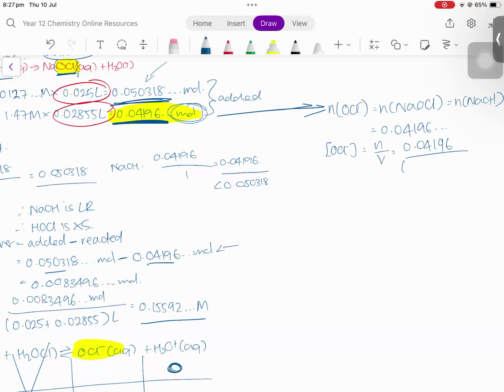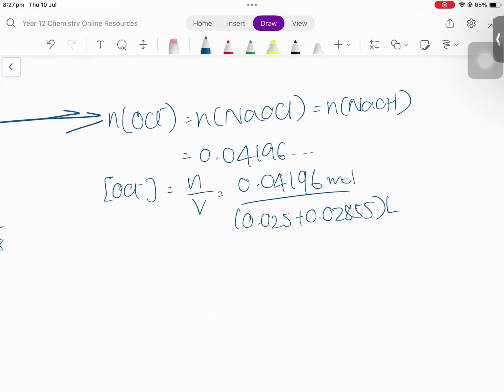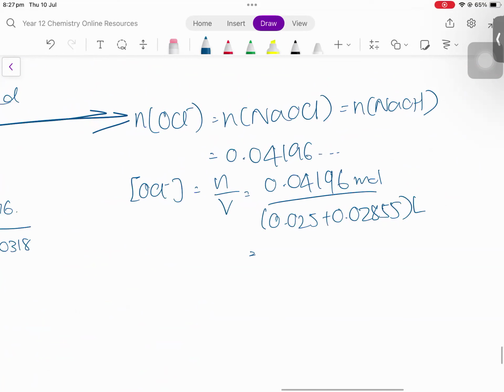Again, this is the total volume. So that's the 0.025 plus the 0.02855. If you didn't store this number, again, you're going to have to go back to get it, yeah? The errors in rounding off will multiply. You don't want to round anything off until the end. What's the concentration of the OCl minus?